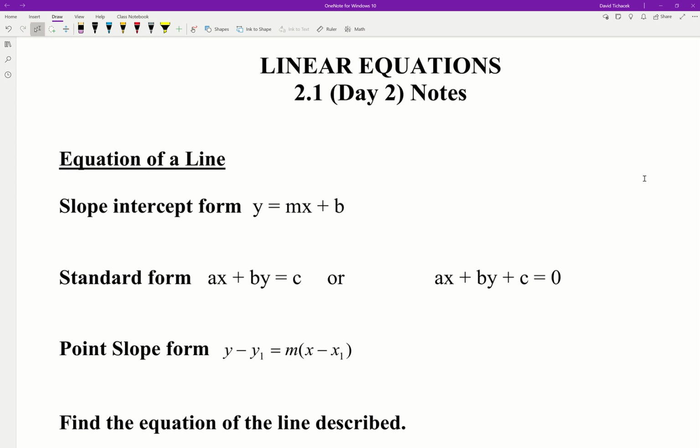Alright friends, welcome back. In this video I'd like to go ahead and take a second look at section 2.1 of your textbook, and I would like to take a look at a couple of equations of lines problems and just go ahead and get into that, right?